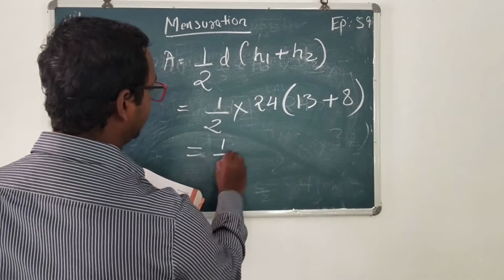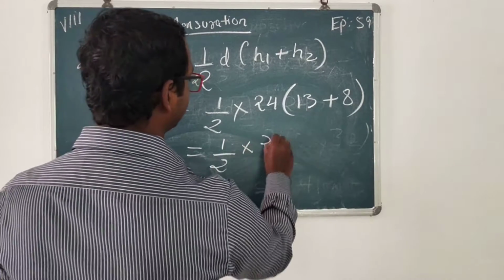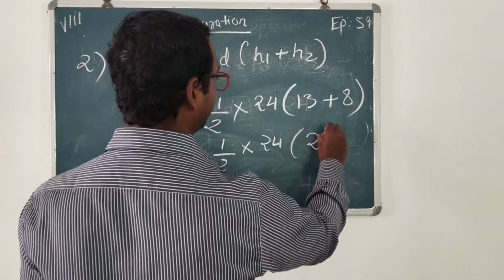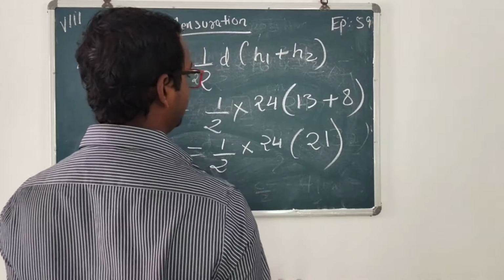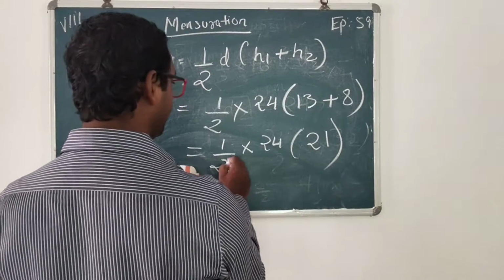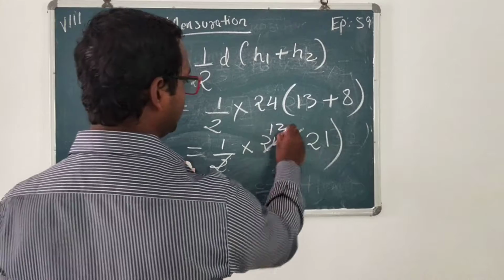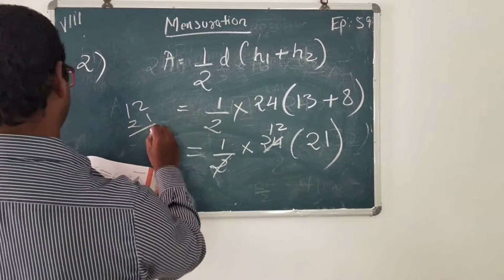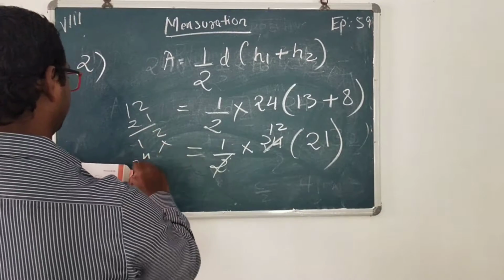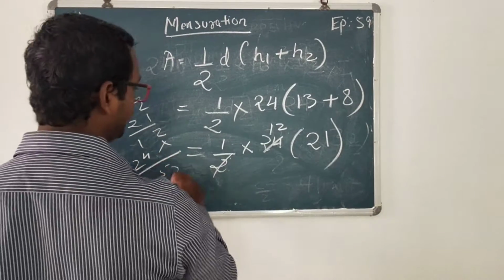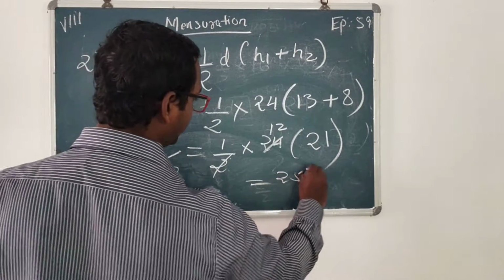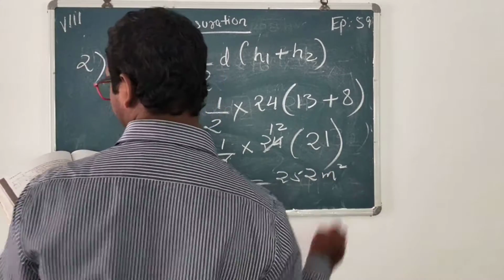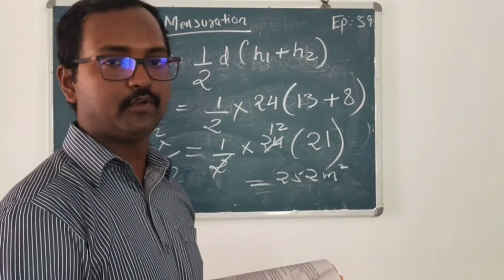So this will become half into 24 into 13 plus 8, which is 21. So we can divide by two, we will get here 12 into 21. We will get 252. So the area is 252 meter square. So the final area is 252 meters square.